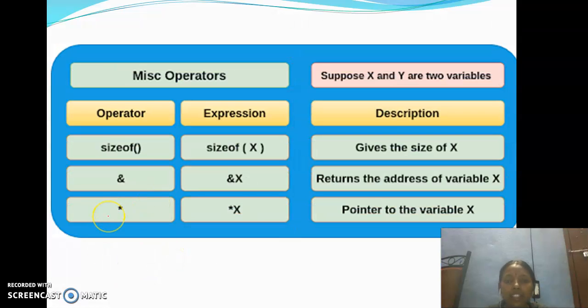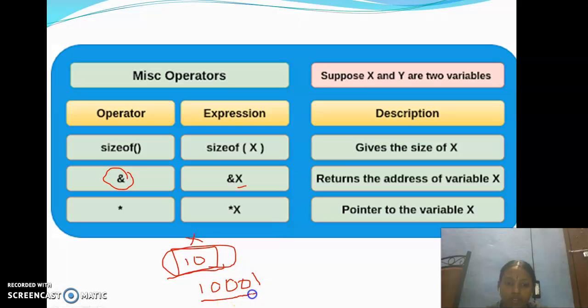Now these are the miscellaneous operators. Sizeof, ampersand and star. So this ampersand will return the address of the variable x. That means in the memory allocation point, now this variable name is x. It contains the value 10. So this block contains an address. For example, say this is the address of x. So this will be returned by ampersand of x. That means address of x.